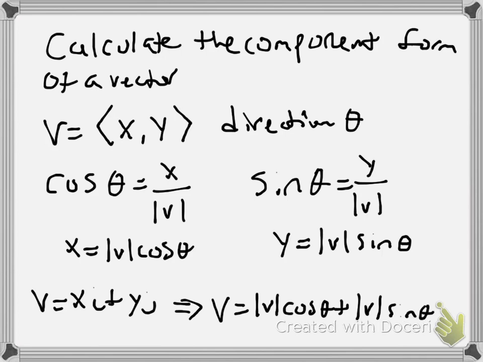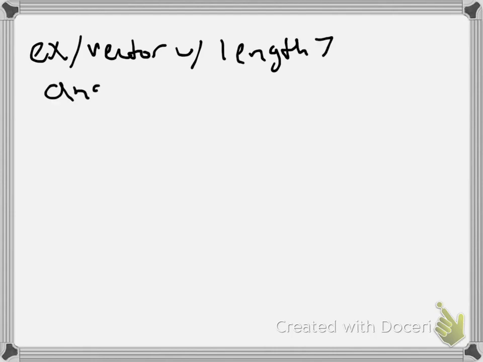Basically what we're doing is just finding that part of it. Our magnitude is still going to be the same as it was before. So we're going to go through and write some of these things out. Examples. Let's say, for example, we have a vector with a length of 7 and an angle of 135 degrees. We want to write this in terms of the magnitude and the direction.